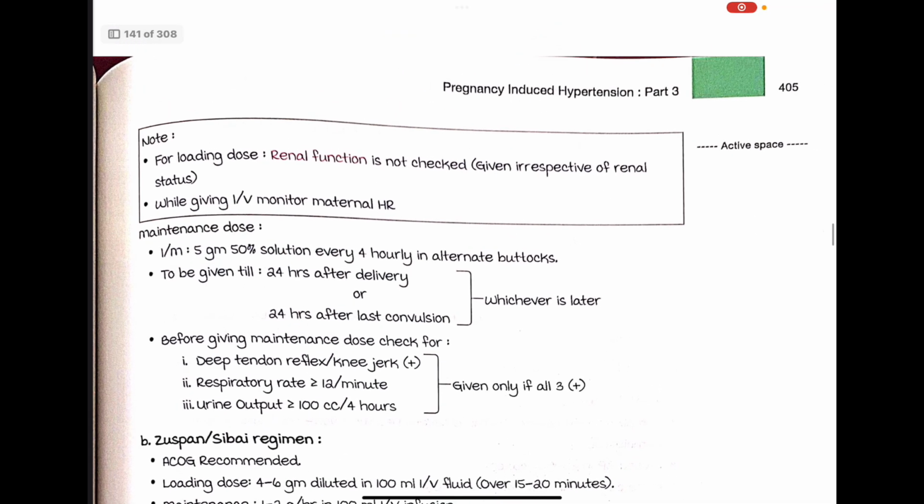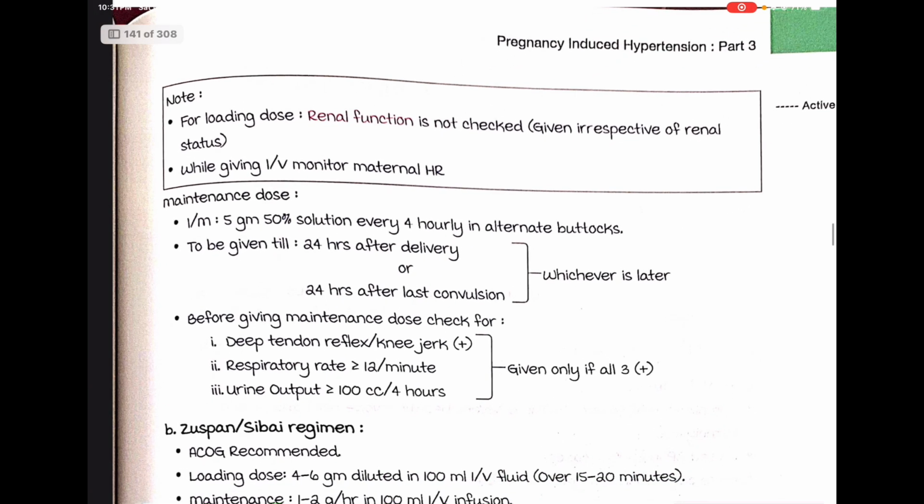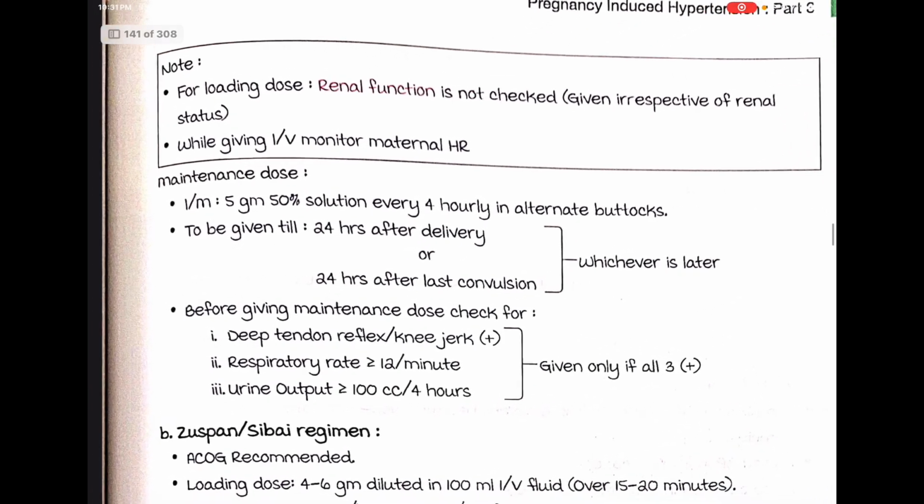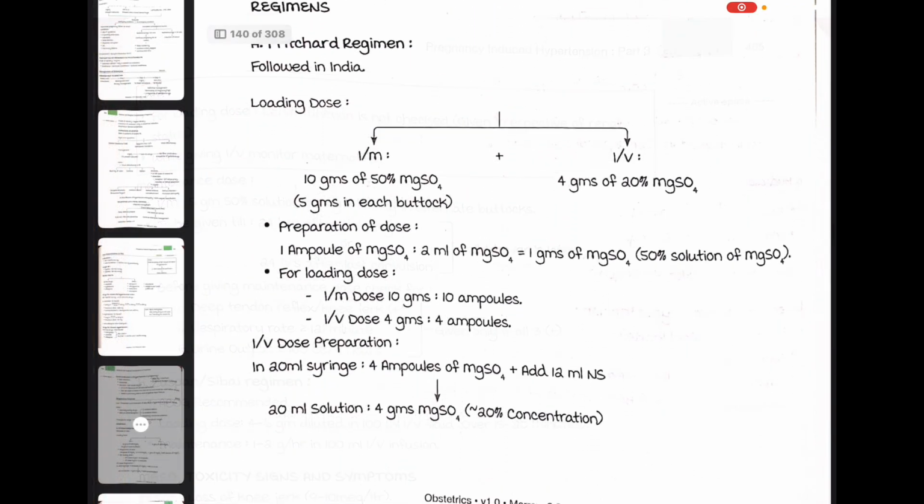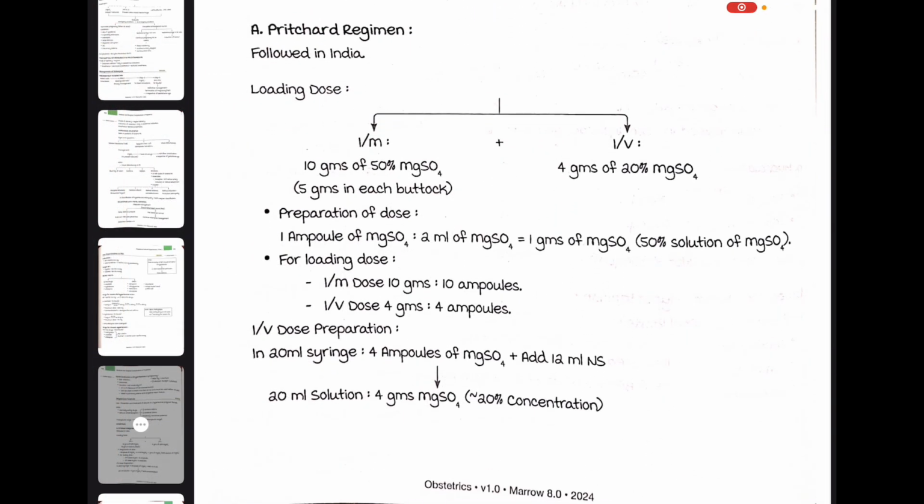Note: for the loading dose, renal function is not checked; it is given irrespective of renal status. While giving IV, monitor maternal heart rate. Reading the regimen again, which is followed in India: loading dose 10 grams of 50% magnesium sulfate, 5 grams in each buttock, and 4 grams of 20% magnesium sulfate.